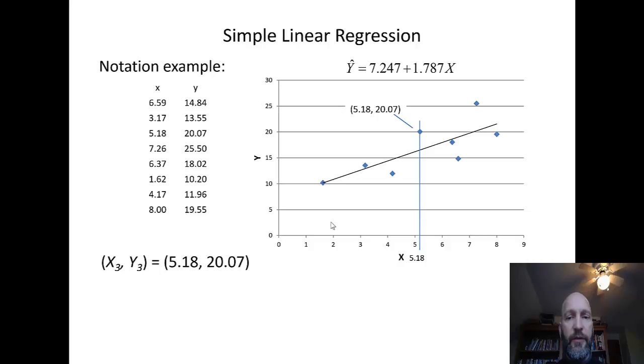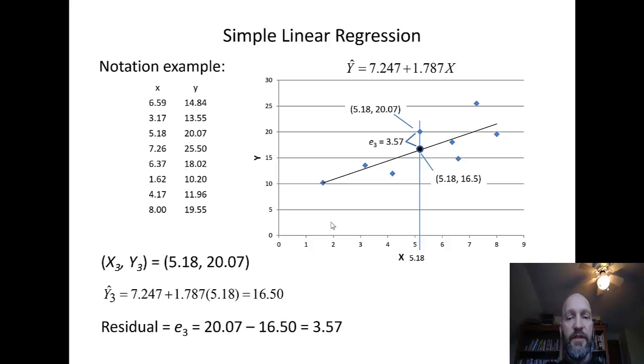But let's look at one of the actual data points. This is the third one. x is 5.18, y is 20.07. And compare that to the fitted line when we take our x value of 5.18, multiply it by 1.787, and add to that 7.247. That gives us a fitted value of 16.5. The residual then is just the vertical distance, or the error that the line has when compared to the actual value, or in other words, how far off is the line from the actual value. In this case, it's going to be 3.57.